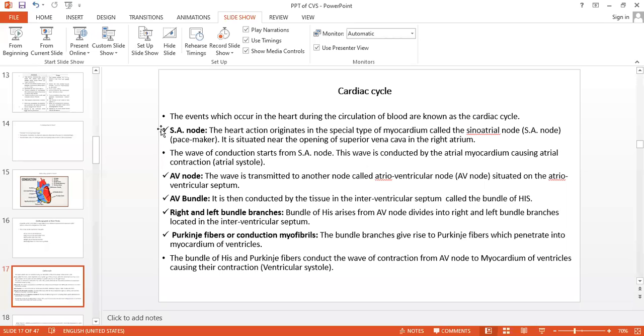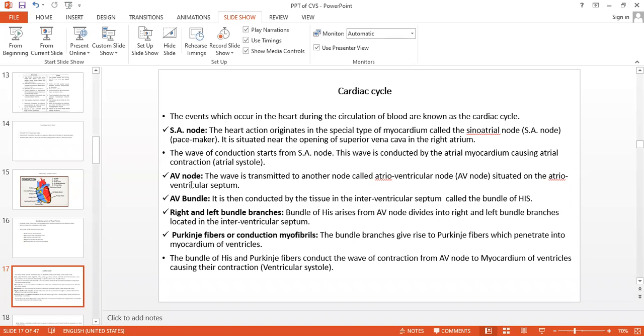That is the SA node. SA node means what? The heart action originates in the special type of the myocardium that is called as the SA node, where it is situated near the opening of the superior vena cava in the right atrium. It is also called as a pacemaker. The wave conduction starts from the SA node and that conducted through the atrial myocardium. When the impulse is generated in the SA node, what happens? The atria, the auricles will get contracted. That we called as atrial systole.